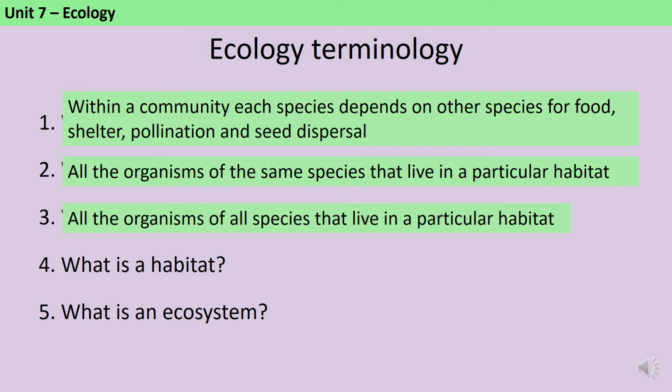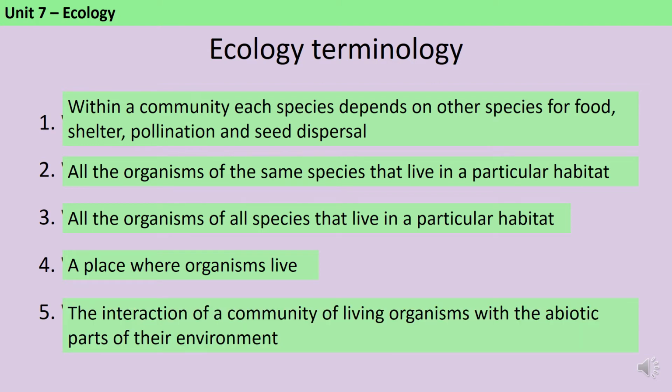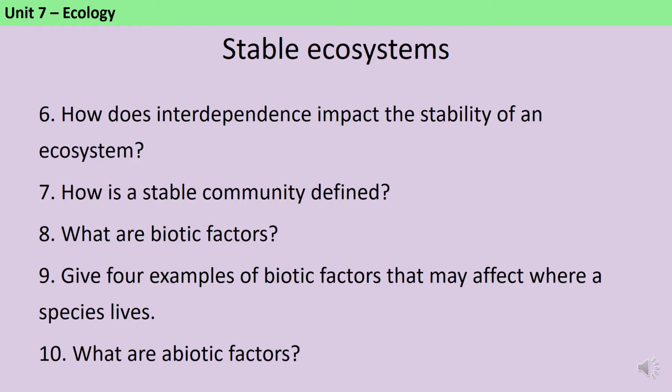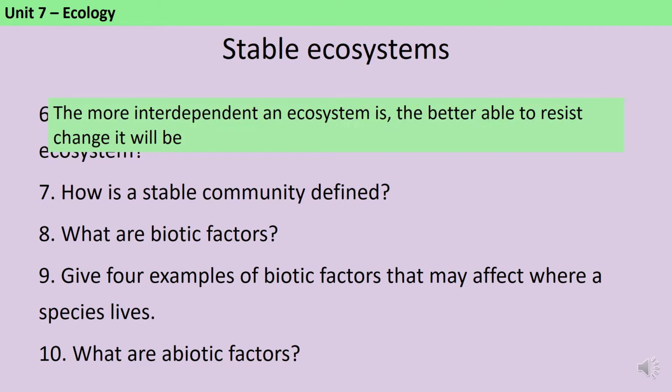A habitat is a place where an organism lives, and an ecosystem is the interaction of the community of living organisms with the abiotic parts of their environment. In other words, it could include things like the pH of the soil, the amount of water that's available as rainfall, and also the temperature. This is important because the more interdependent an ecosystem is, the better able to resist change it will be. We might describe it as being more resilient.